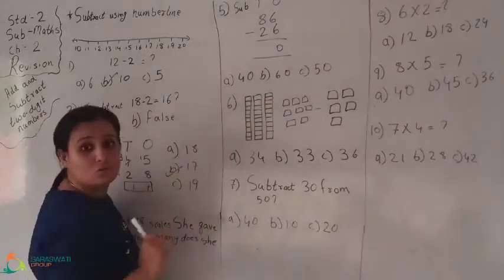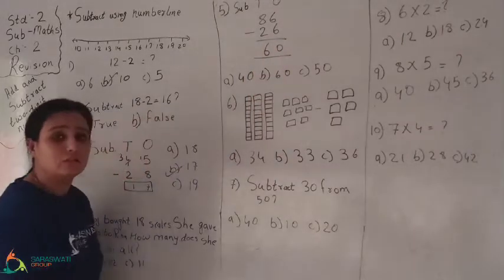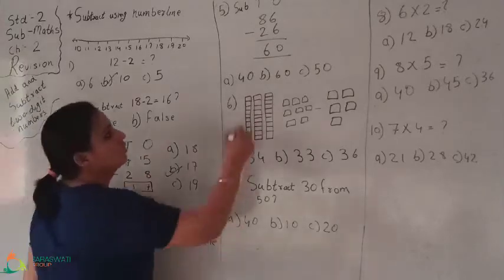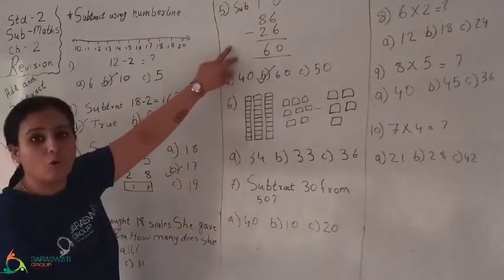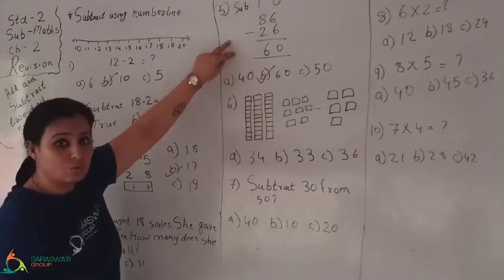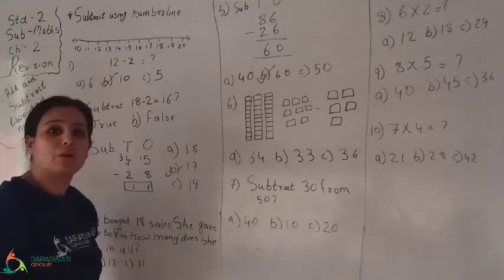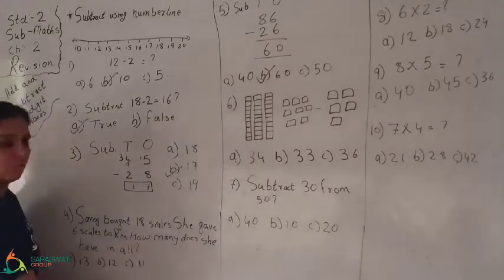And 8 minus 2 will give you 6. So the answer is 60. So which is the answer in this? A, B or C? It's B. So we will take B. And this is no borrowing from the tens one. So it means this type of question is of subtraction without regrouping. Okay. Now again coming to this question.